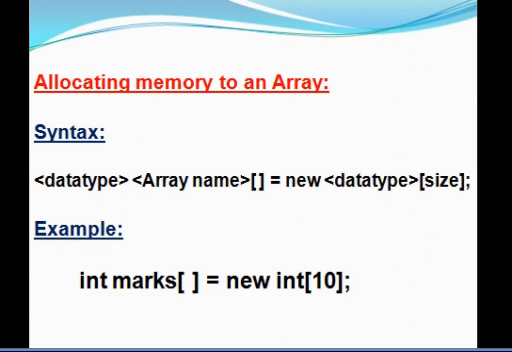We have int marks square bracket equal to new int within square bracket I have written 10 and a semicolon. That means in the array marks the maximum number of elements can be 10. Remember, we can store less number of elements in this array, but the maximum number of elements can only be 10. We cannot go beyond this number. That means the maximum number is 10. We cannot store 11 elements in this array.